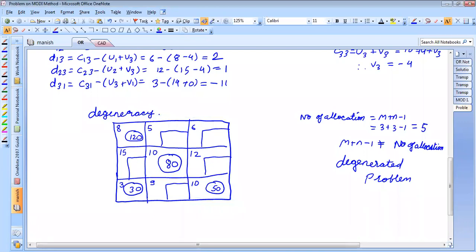What we do is we assign a value delta to an unoccupied cell. Now where this delta is to be assigned, so these two got eliminated. Out of these two, whichever is having minimum value, there we are going to assign a value delta.